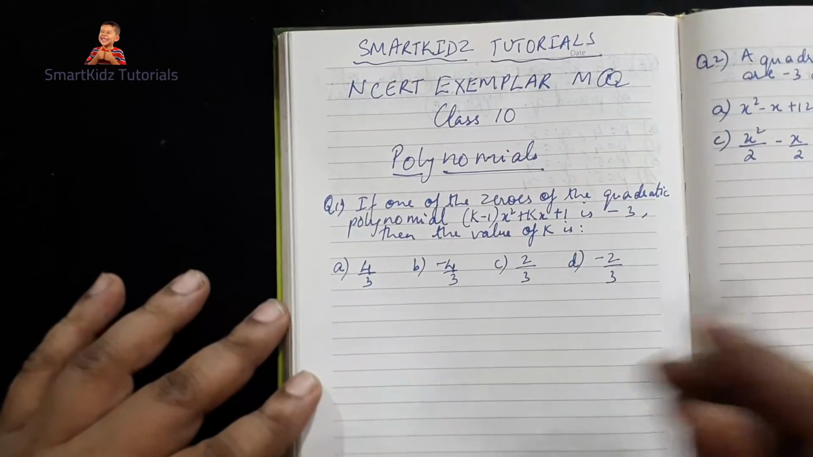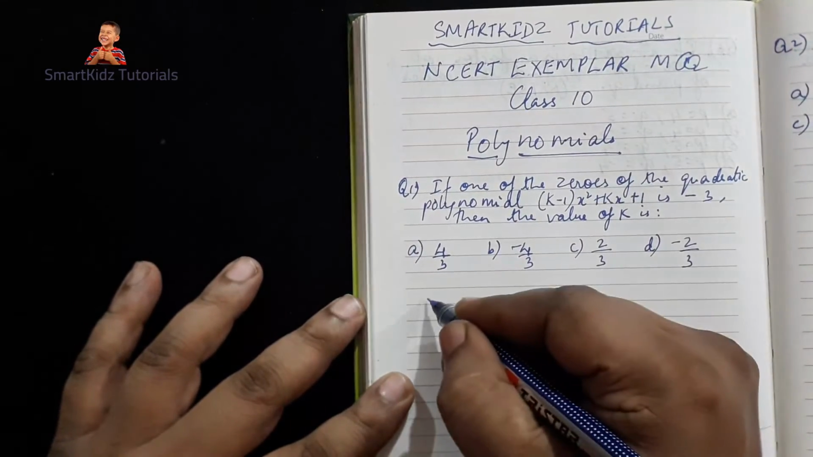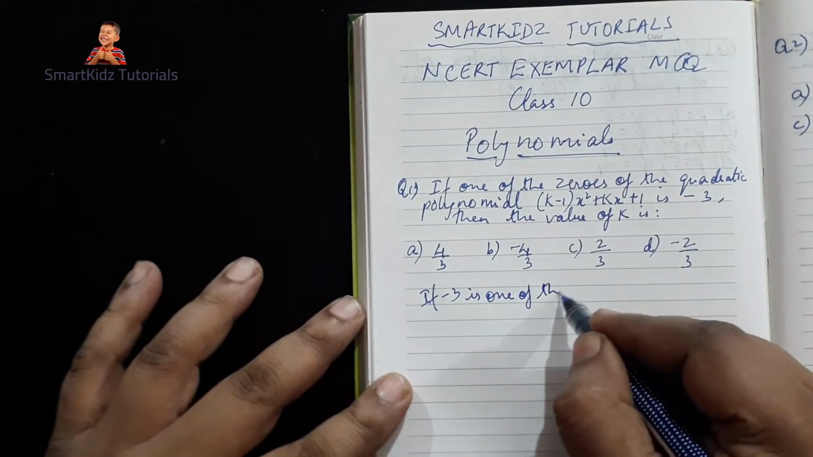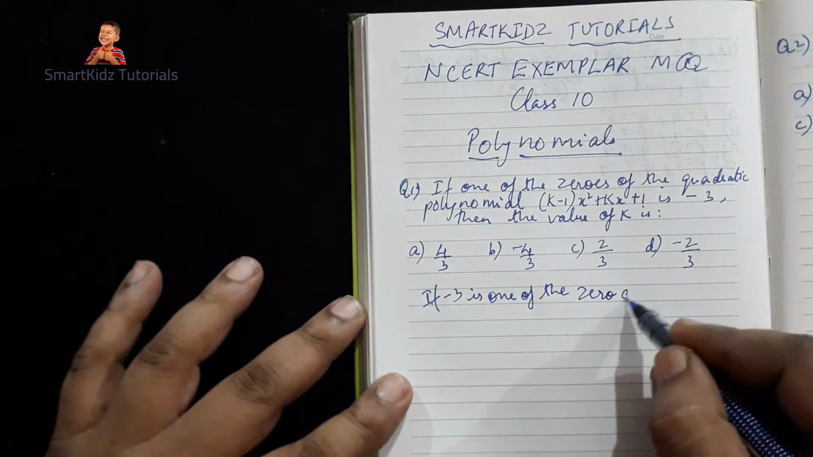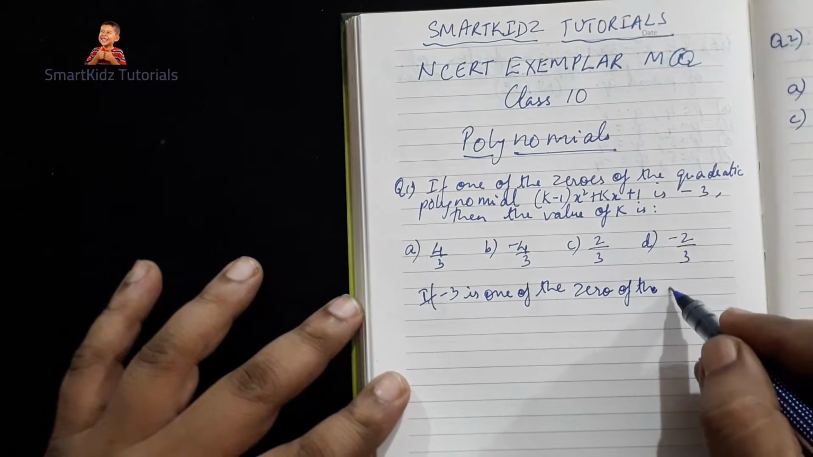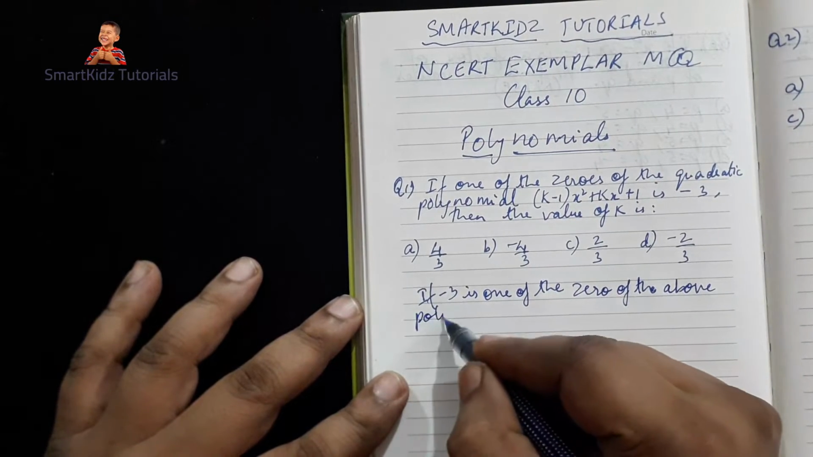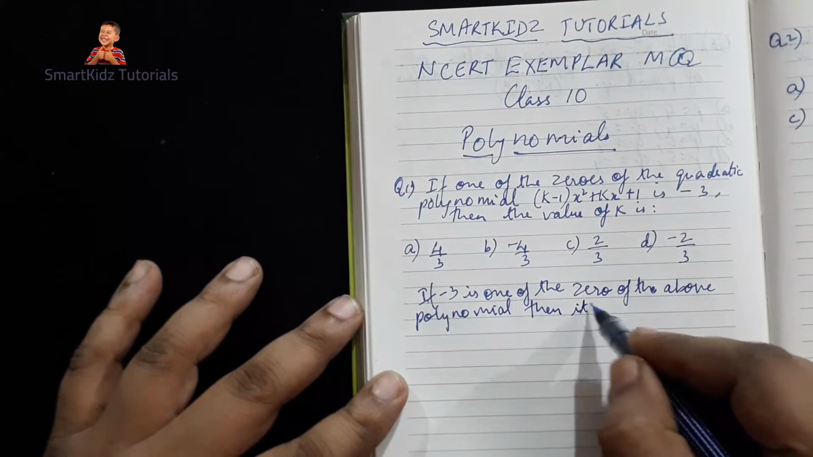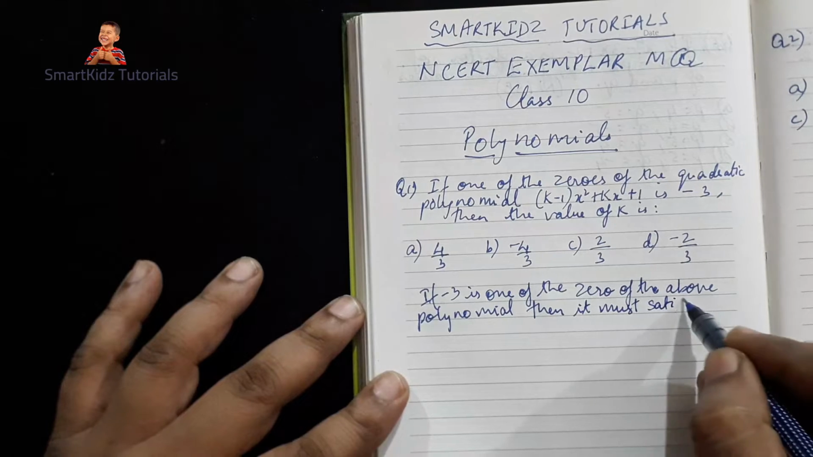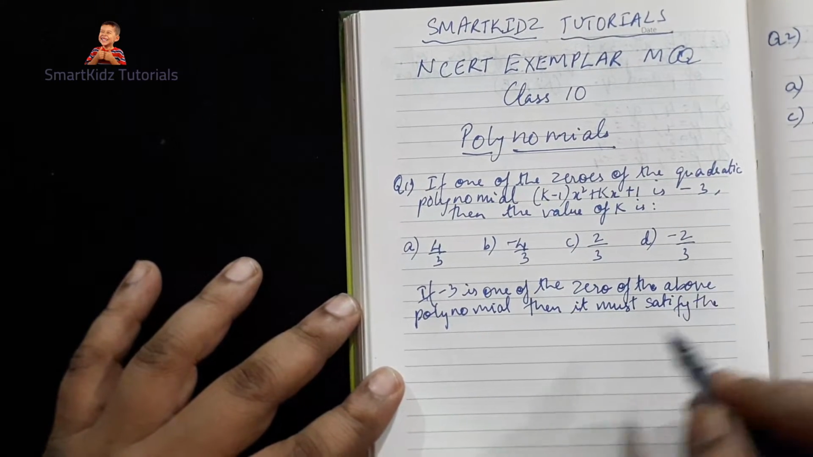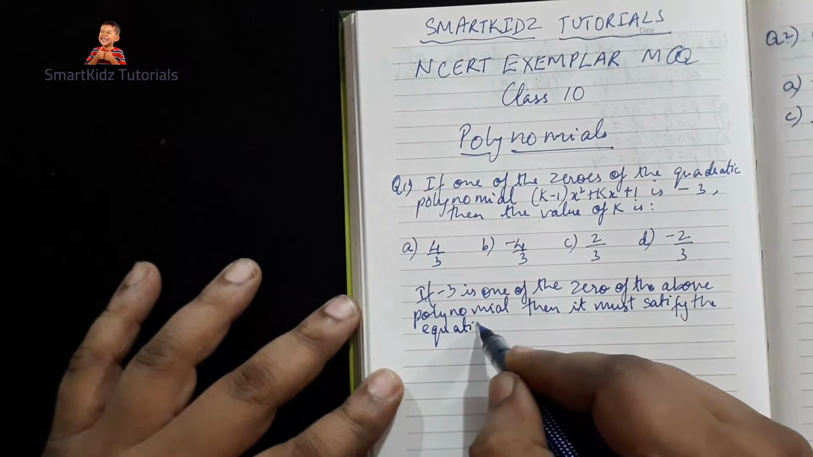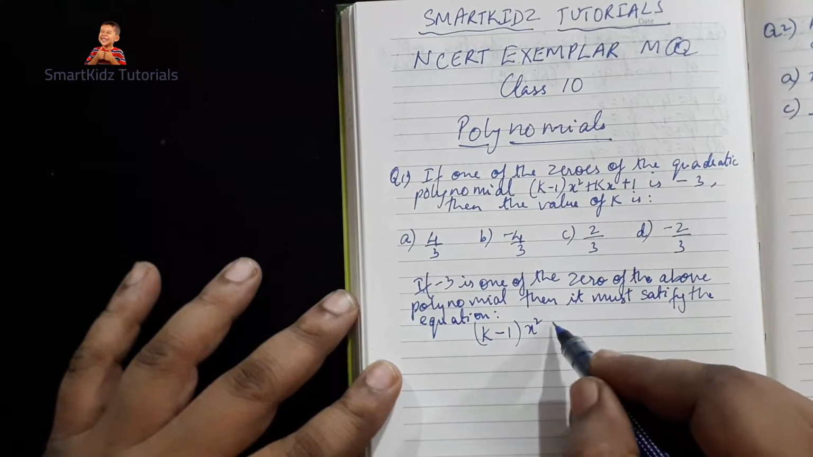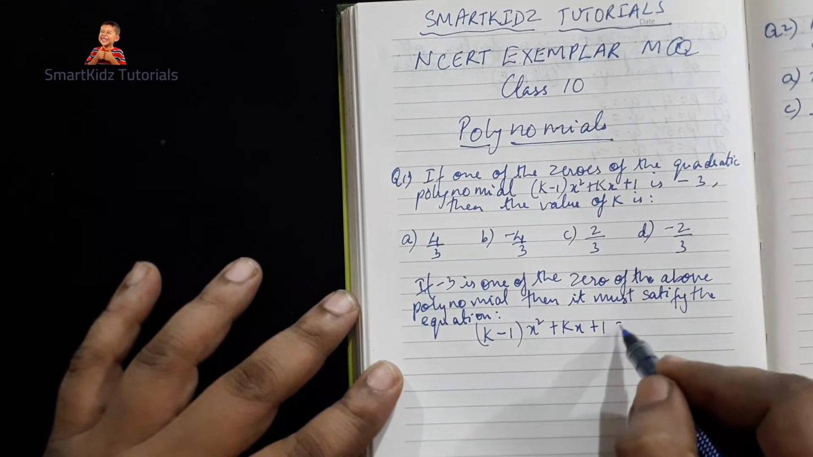So if we can write over here to solve, this is how you solve it. If minus 3 is one of the zero of the above polynomial, then it must satisfy the equation k minus 1 in brackets x square plus kx plus 1 equal to 0.